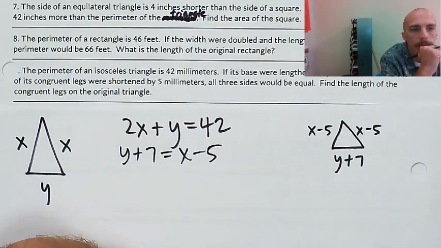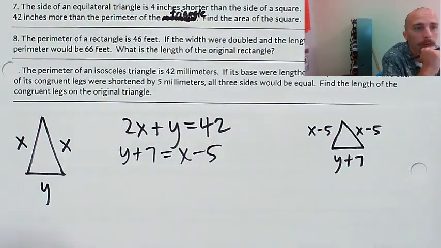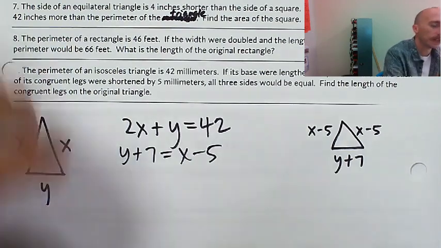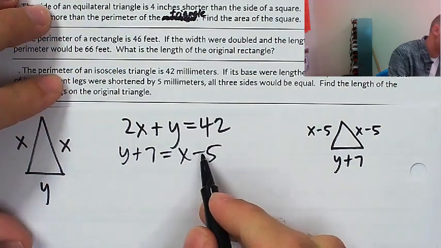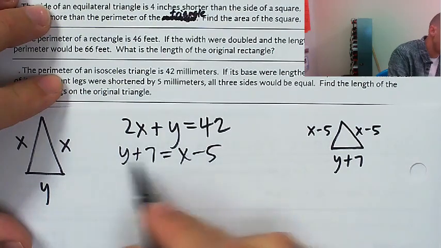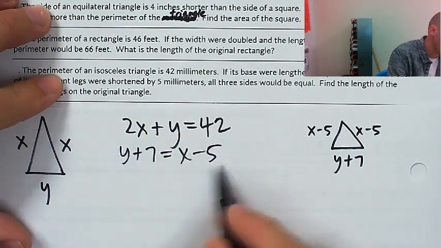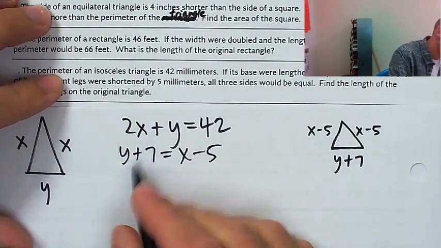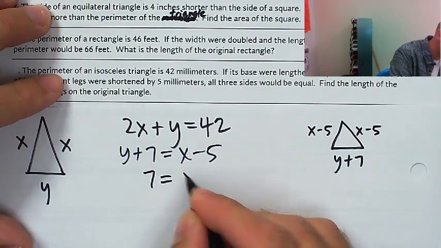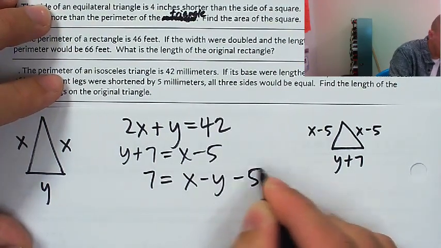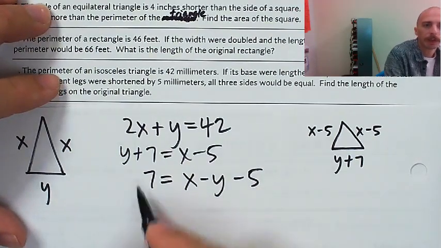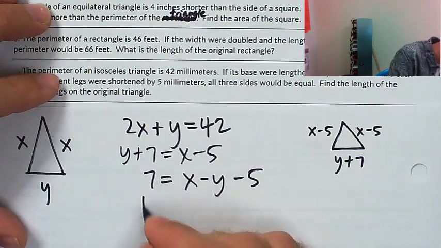And from here, it doesn't really matter. Find the length of the congruent leg. So what I want is x. So I want to eliminate y. And I think if I kind of work with this a little bit, and if I want to eliminate y, I want to get a negative y. So I'm going to try to get that y over here. So I'm going to subtract y from both sides. And then I kind of want this 5 to combine with the 7, so I'm going to add 5 to both sides.